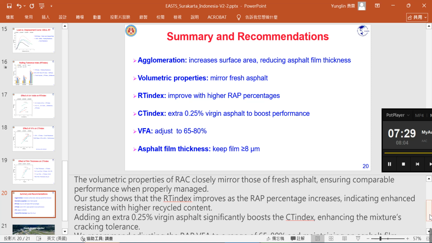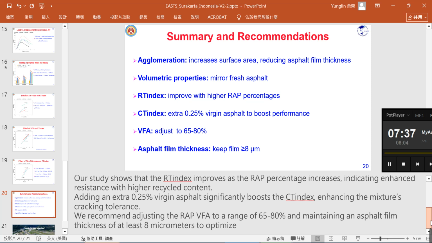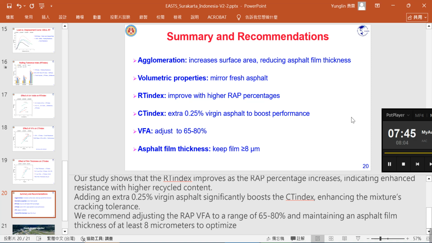Our study shows that the RT index improves as the RAP percentage increases, indicating enhanced resistance with higher recycled content. Adding an extra 0.25% virgin asphalt significantly boosts the CT index, enhancing the mixture's cracking tolerance. We recommend adjusting the RAP VFA to a range of 65 to 80% and maintaining an asphalt film thickness of at least 8 micrometers to optimize performance.